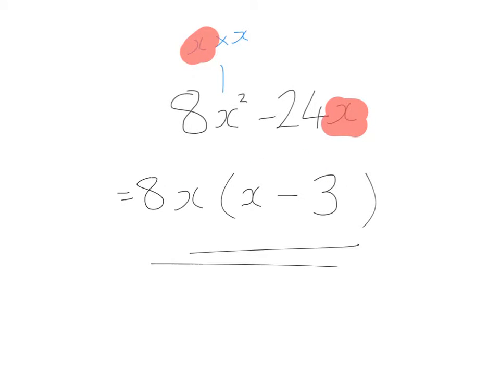So your process. Step 1, look for the biggest number that divides the terms. Step 2, look for the letters in common. Then those two things put together go outside your bracket, just like we've got here. And then essentially what you need to think of is the thing outside your bracket times what is going to give you your first term, and then the thing outside your bracket times what is going to give you your second term.